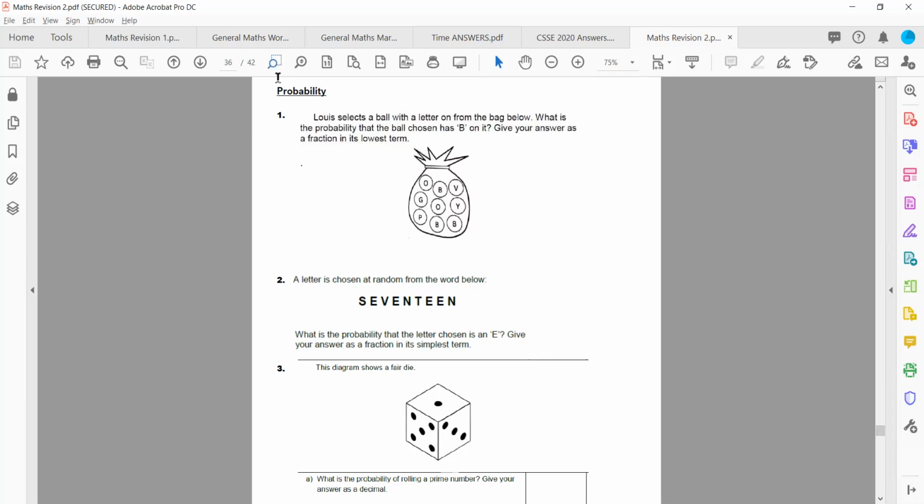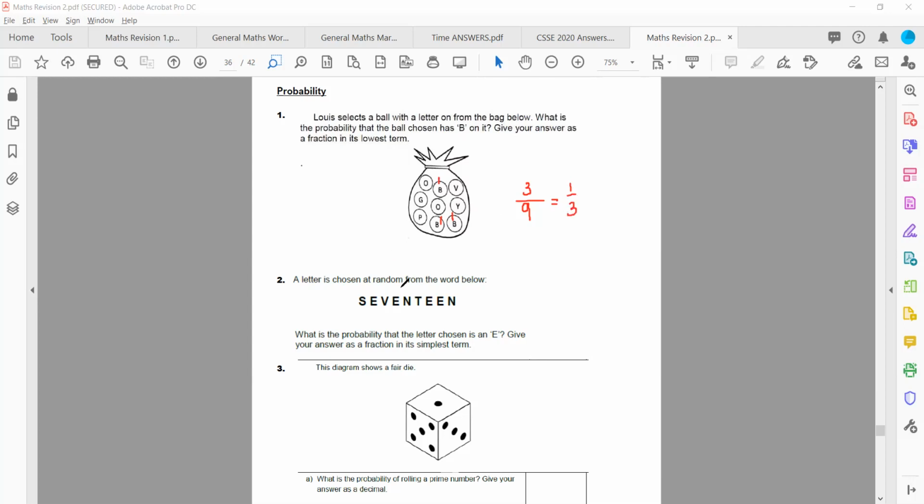So first of all, you need to count how many balls there are in the bag altogether, and the answer is 9. So that will be the denominator of your fraction. And then B's, you've got 1 here, 1 here, and 1 here. So you have 3 chances out of 9 of finding a B. And if you simplify that down, that would become 1/3.